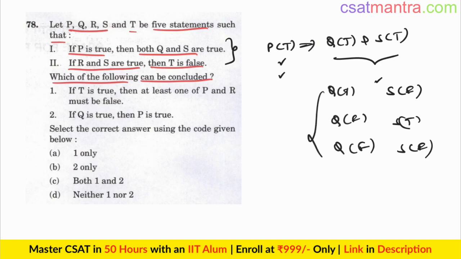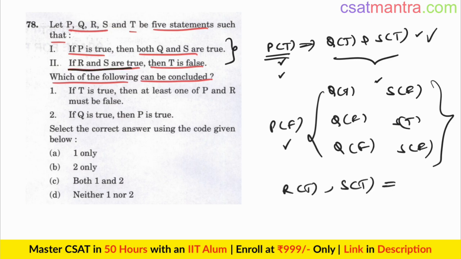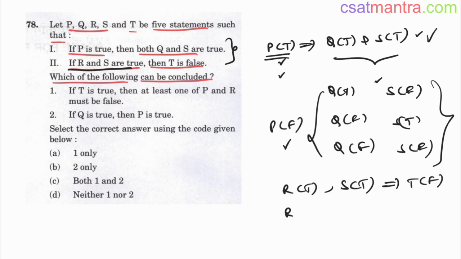In these cases, P will be false. When this happens, this will definitely happen, right? When this doesn't happen, that means these 3 will happen. In that case, P is false. Now, if R and S are true, in that case, T is false. If at least one of them is false, then T is going to be true.